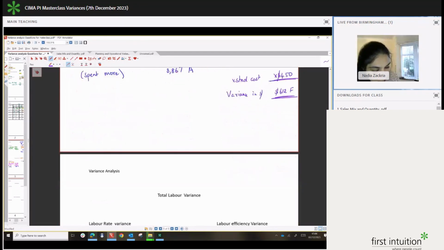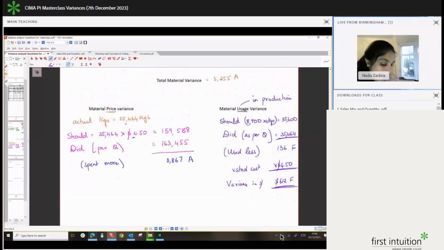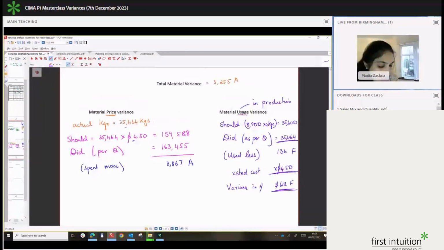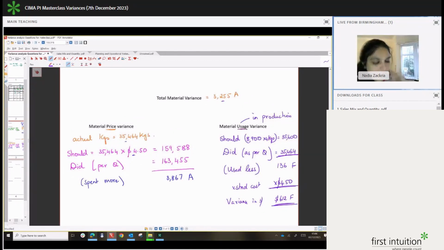You've got your labor variance. Now, if you take your calculator and put these two numbers, 3861 as a negative number and 612 as a positive number, you'll end up with 3,255 as an adverse. Keep in mind your total should always be equal to your price plus your usage variance.